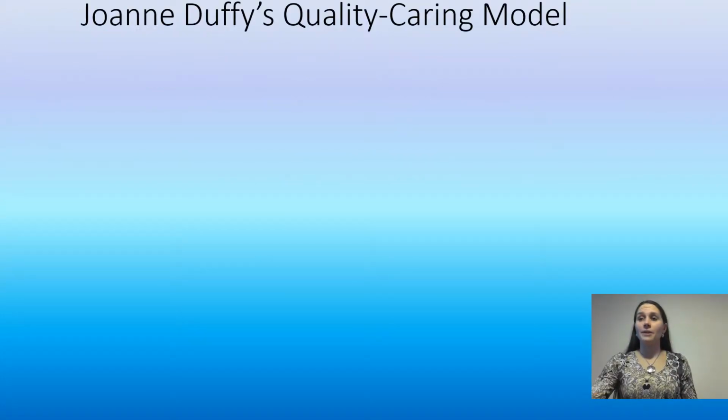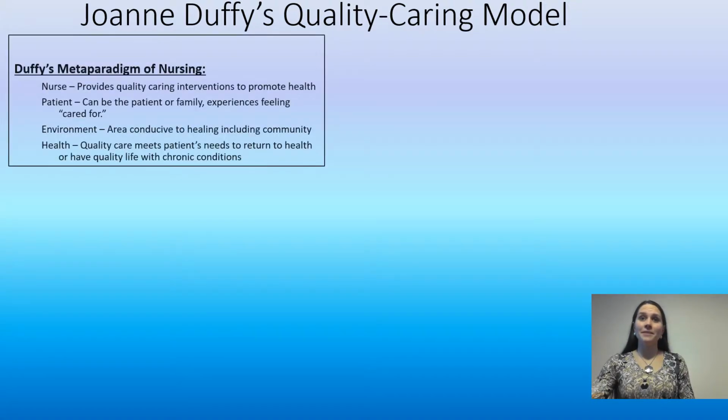So Joanne Duffy's quality caring model. There's a lot of information on this slide, so we're just going to talk briefly about it in the interest of time. So starting off with Duffy's meta-paradigm of nursing. This is the 4 key concepts of the meta-paradigm of nursing and how it relates back to Duffy's quality caring model. So the nurse is the one providing quality caring interventions and promoting health.